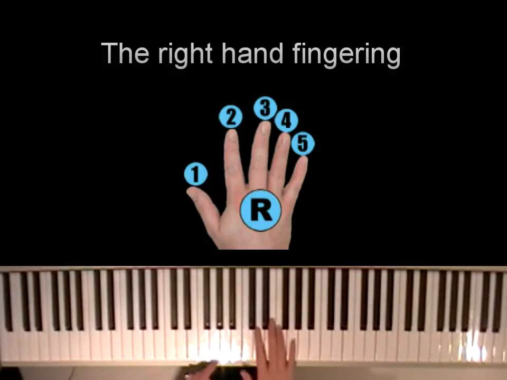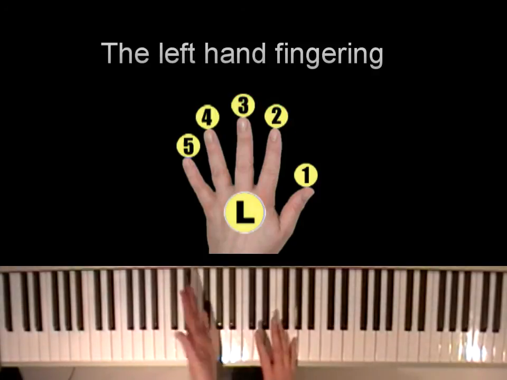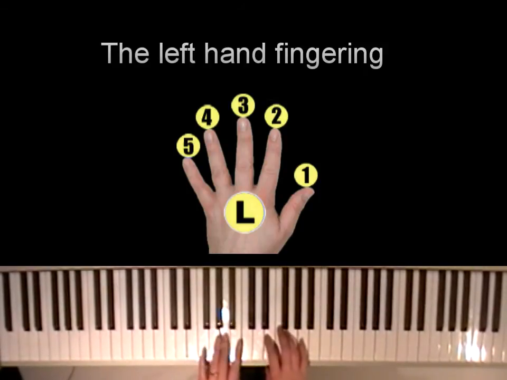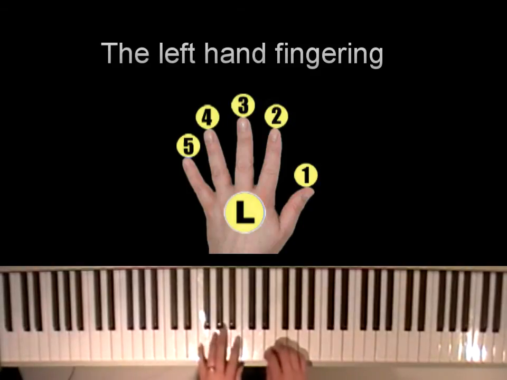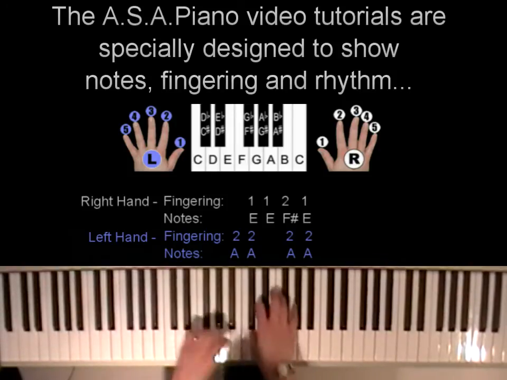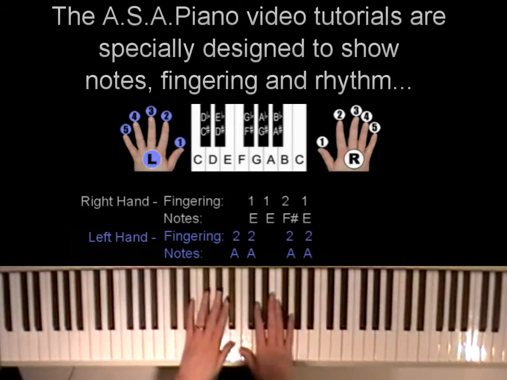Generally, for your right hand, if you see a 1, this is going to be your thumb. If you see a 2, it's your index finger. If you see a 3, it's your third. If you see a 4, it's your 4th. And if you see a 5, it's your pinky. Left hand, again, 1 is your thumb, 2 is your index, 3 is your third, 4 is your 4th finger, and 5 is your pinky. So when you see those numbers on our videos, try and use the advisable fingering guide if you can.